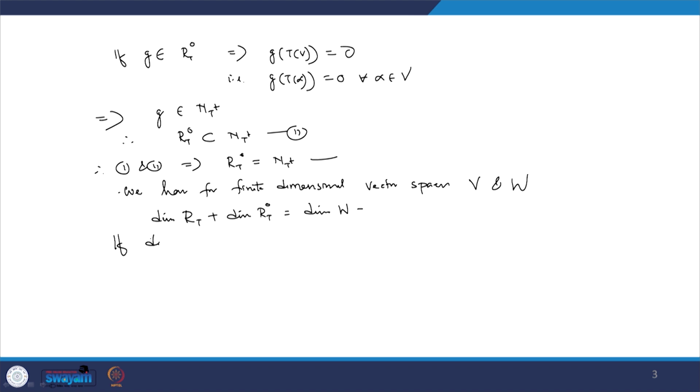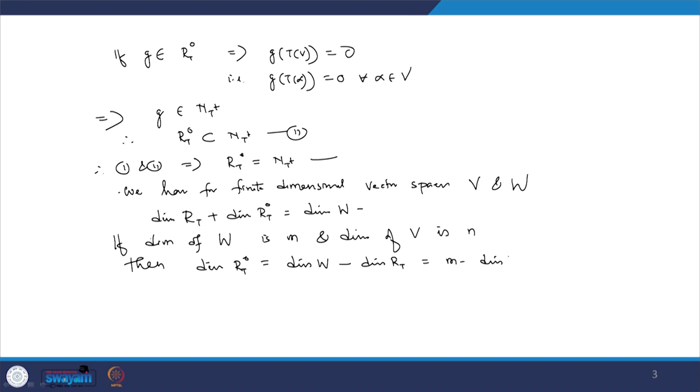So, if dimension of W is M and dimension of V is N, then dimension of R(T) naught is equal to dimension of W minus dimension of R(T), which is equal to M minus dimension of R(T).